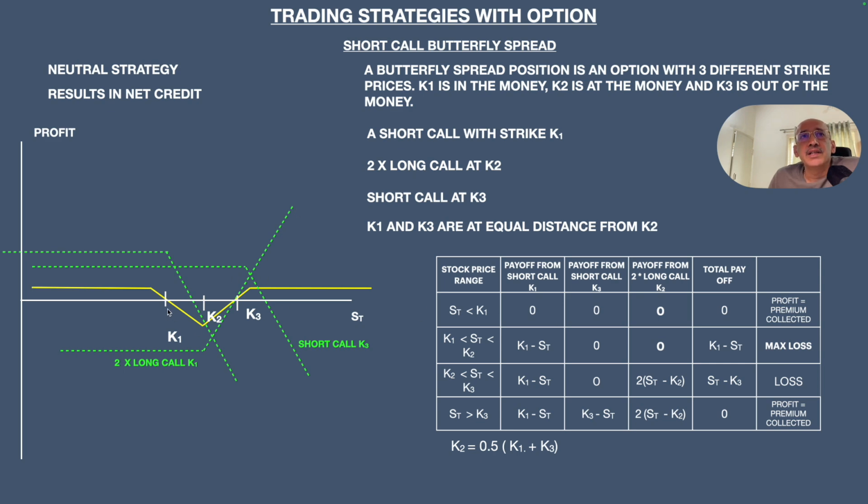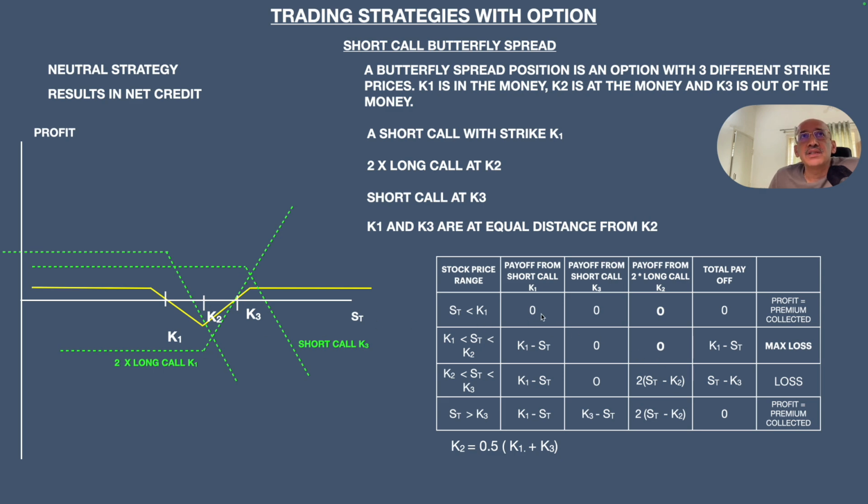And finally, your short call here also, you get to keep the premium. There is no loss. So there will be no loss from the short call at the strike price K1. There will not be any loss from the short call at the strike price K3, and there won't be any profit from the long call at K2. Two long calls at, this is not K1, this is K2. This is wrongly written here as K1. Please correct it as K2. K2 is here.